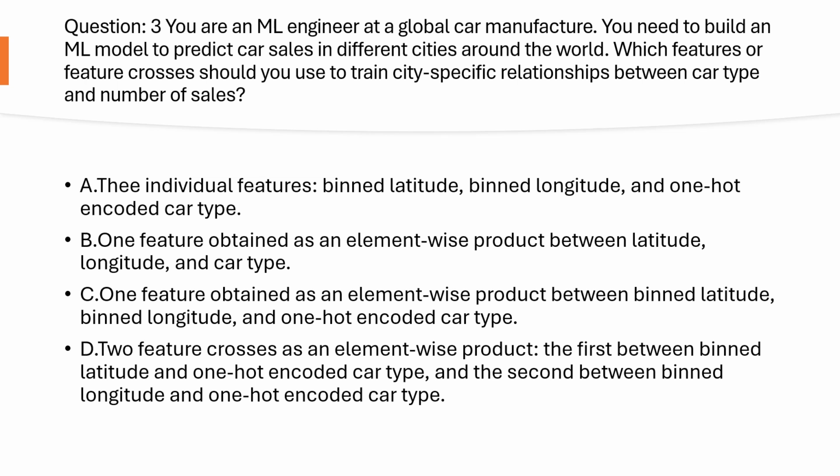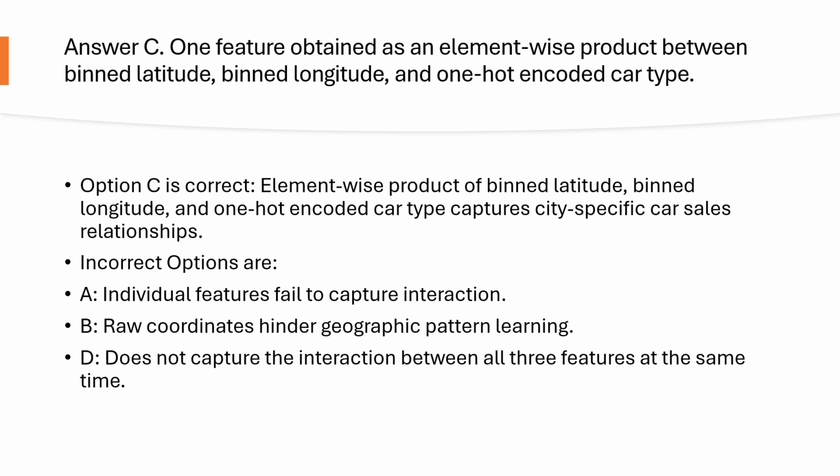A. The individual features: binned latitude, binned longitude, and one-hot encoded car type. B. One feature obtained as an element-wise product between latitude, longitude, and car type. C. One feature obtained as an element-wise product between binned latitude, binned longitude, and one-hot encoded car type. D. Two feature crosses as element-wise products: the first between binned latitude and one-hot encoded car type, and the second between binned longitude and one-hot encoded car type. The correct choice is C.